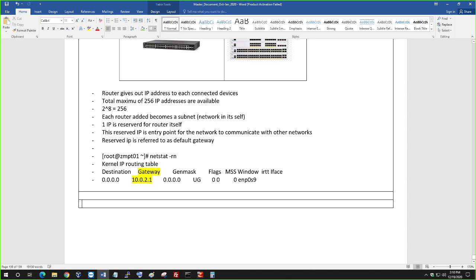Okay, so now we'll talk about ports. So a port is nothing but a connection on which an application is connected to another device.